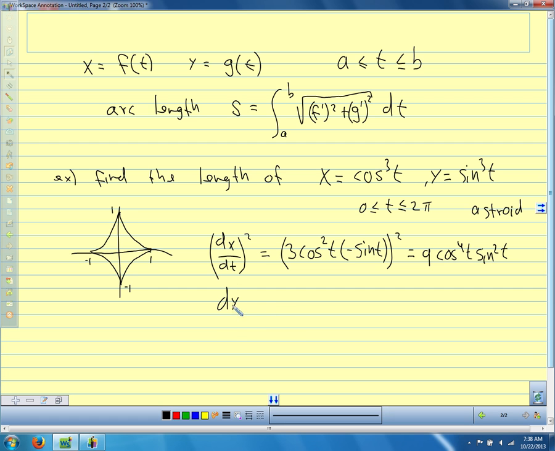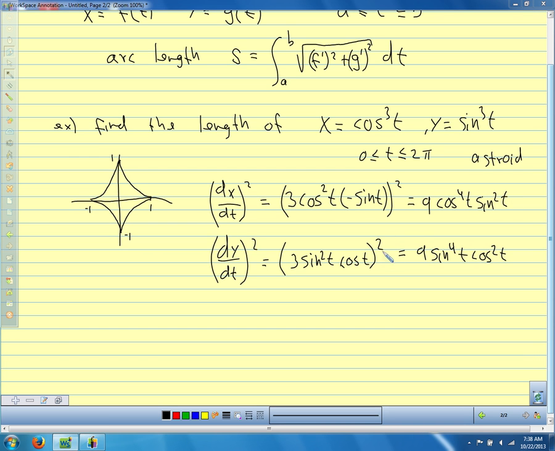Now dy/dt squared. So we're going to find dy/dt. We get a 3 sine squared t times cosine t. When I take that derivative and square it, I get 9 sine to the 4th t cosine squared t. And I'm going to look at this radical first before I start finding the integral.